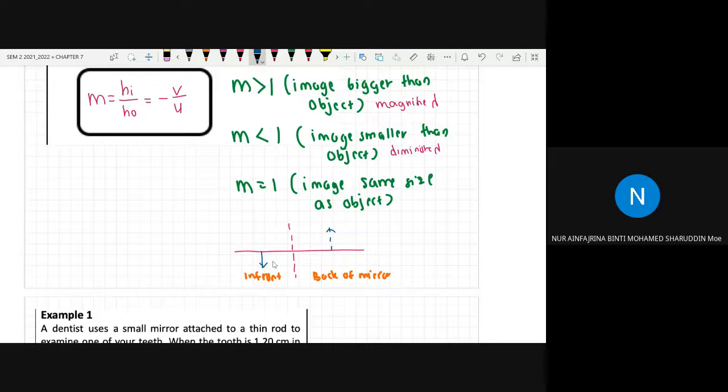So, kalau awak dapat image awak, tak kisah dia image bigger than object ke, image smaller than object ke, image same size as object ke, tak kisah. Magnification awak tetap negatif kalau dekat in front of mirror. Kalau dekat back of mirror, awak punya magnification adalah positif.